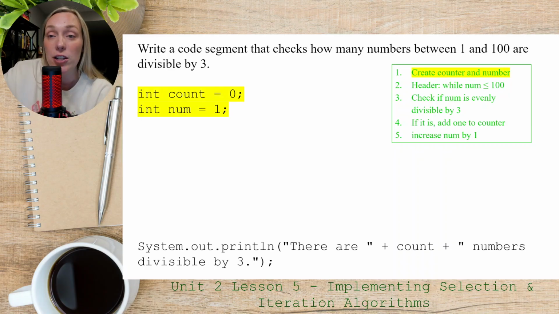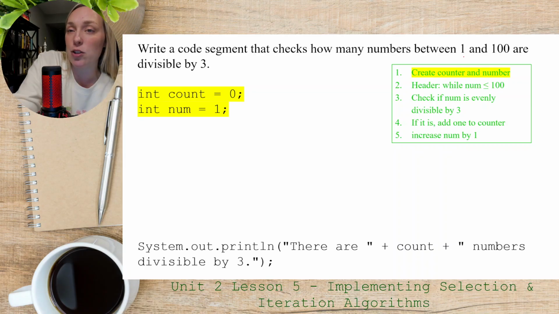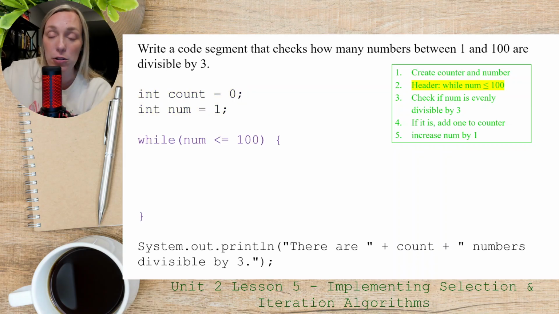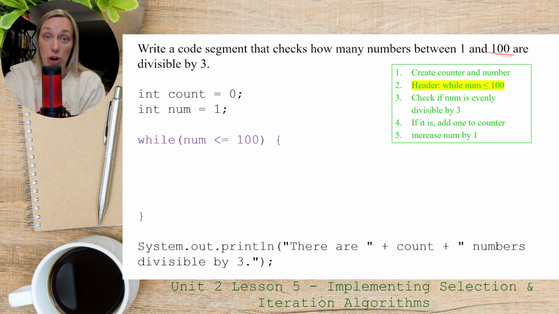Here is what that looks like. So I create counter and number. Count is 0. Num starts off as 1 because that was in the directions. Then I have my while loop header. While number is less than or equal to 100, again, because 100 was my instruction number.